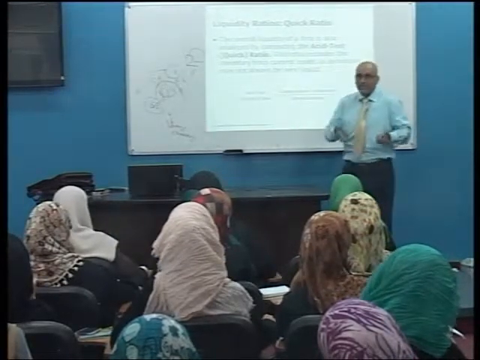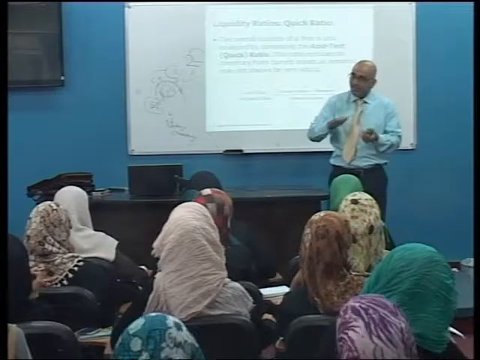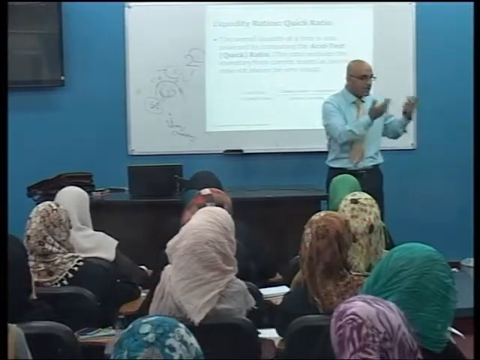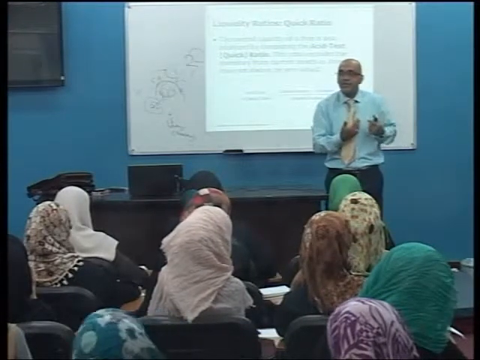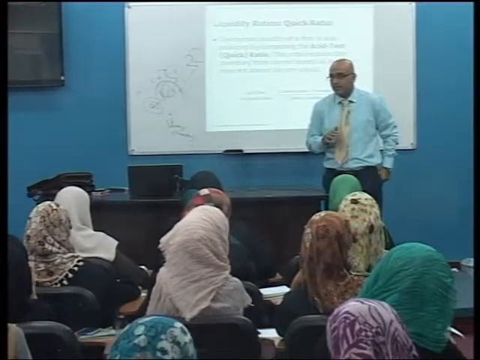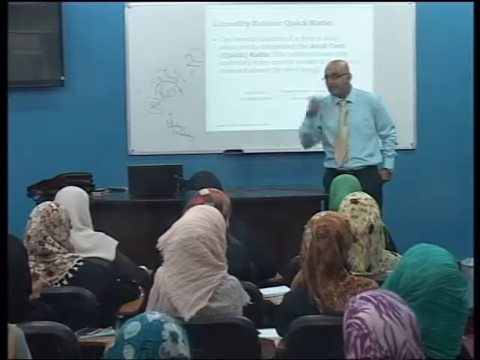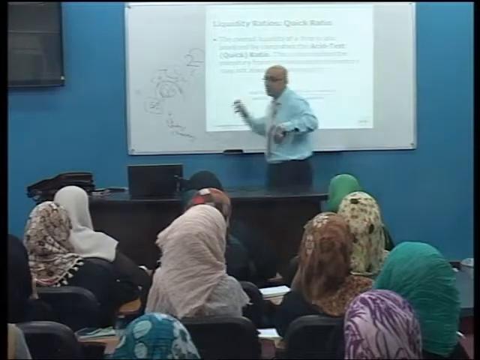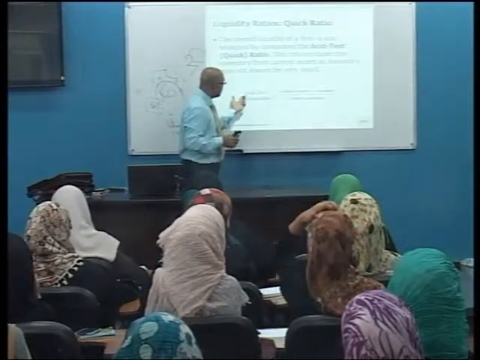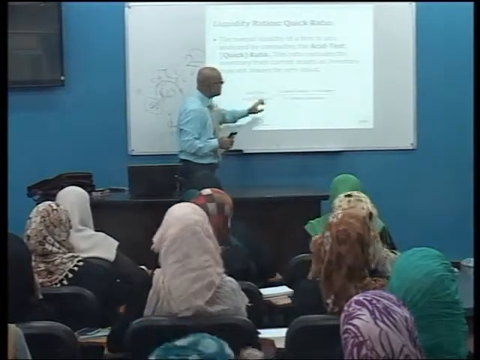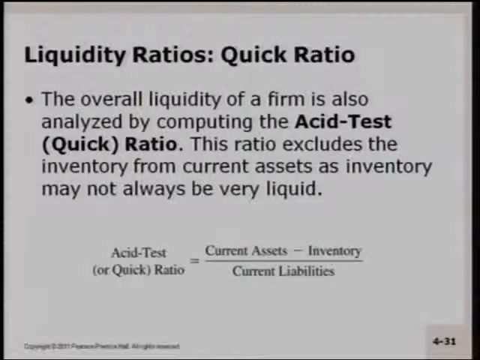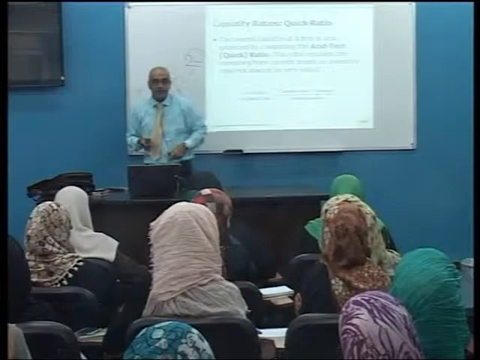Now, we ask the same question: do we have real liquidity or fake liquidity? Fake liquidity means some items in the current assets have the least liquidity, so when we want to liquidate them, we may face issues and problems. So to calculate the acid test ratio, or the quick ratio, it is current assets minus inventory, because inventory is the least liquid asset, divided by the current liabilities.